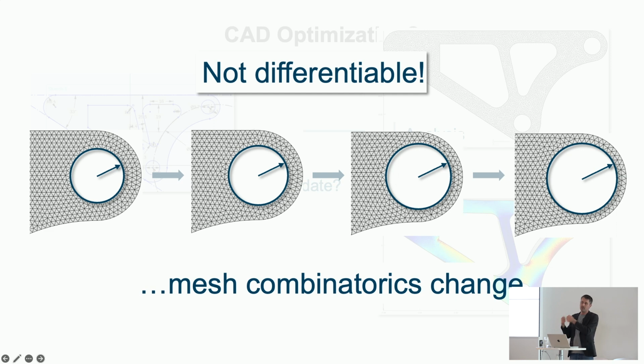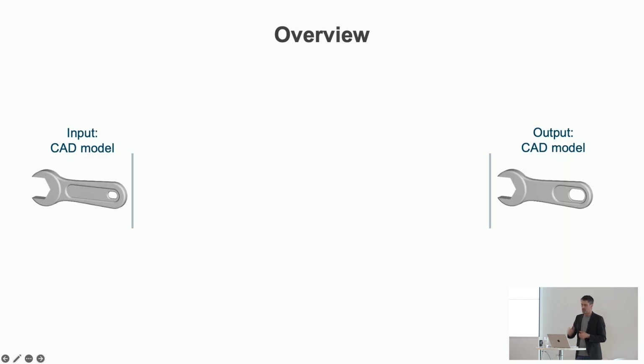And meshing itself, first of all, is difficult. So that's already a painful process. But even if that works, because your mesh combinatorics change, this is usually not a smooth process. You have some noise in there, which makes your optimizer not work very well. So we thought, okay, we want to address this problem, and we came up with a pipeline that allows you to easily optimize CAD models automatically.